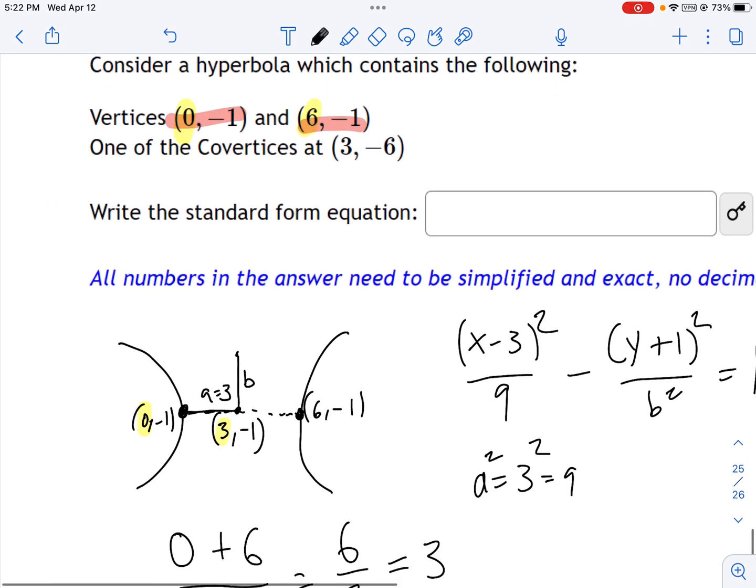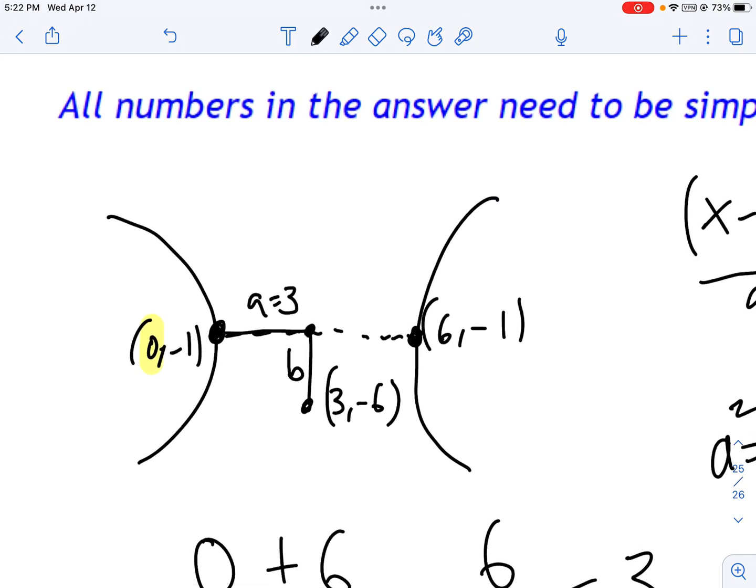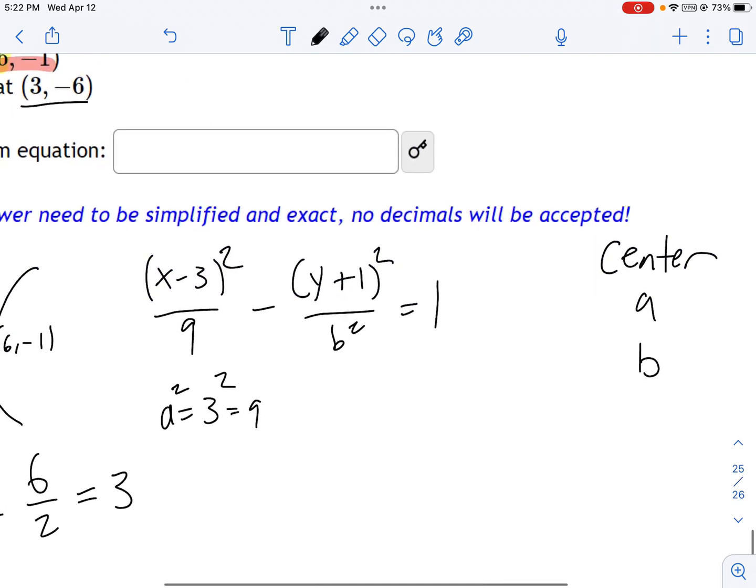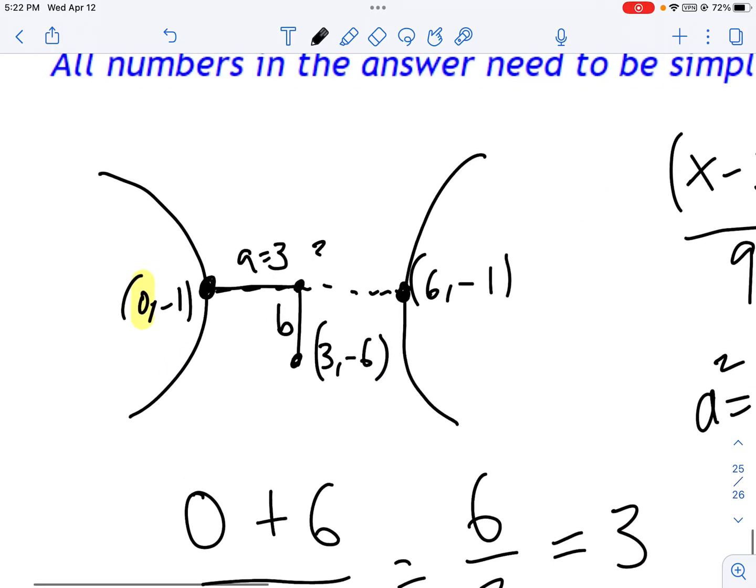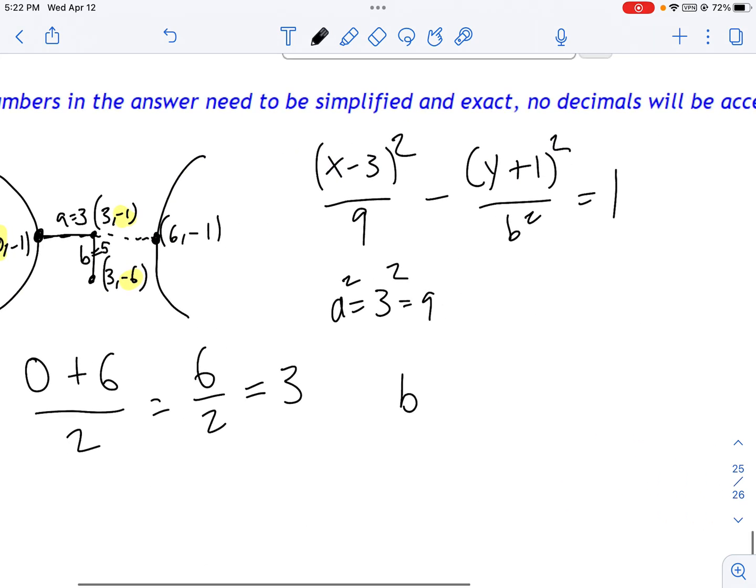Last, most certainly not least, we're told we have a covertex, specifically at (3, -6). Technically it would be in this direction. And that will be your distance b. So if our center, which we said was at (3, -1), then what's the distance to go from -1 to -6? That's 5, which means b must equal 5. So b equals 5. If we square both sides, we get b squared equals 25. Plug that right into your equation, so we get 25 there, and that's it.